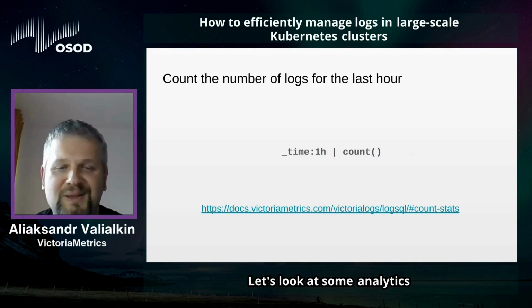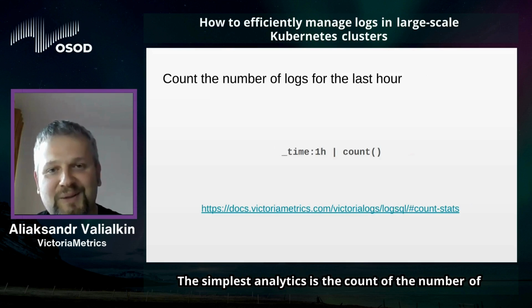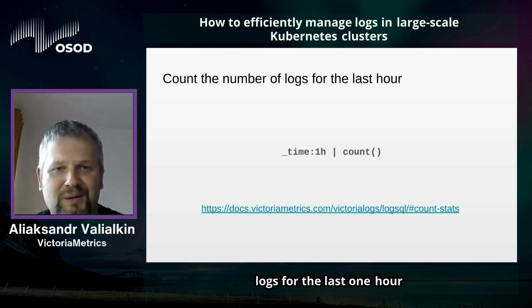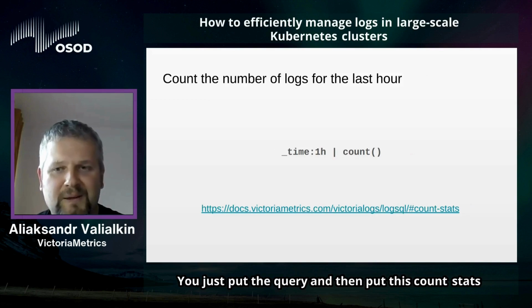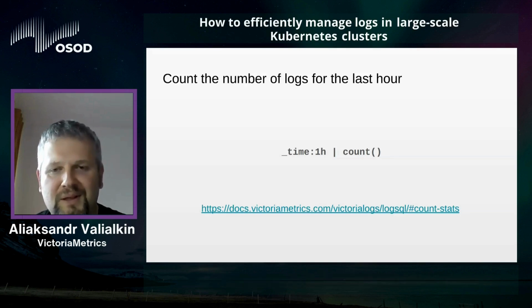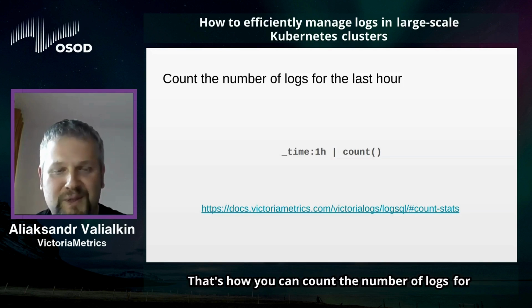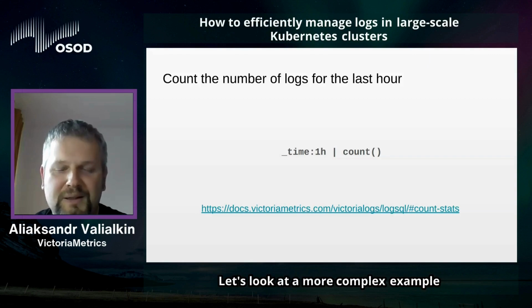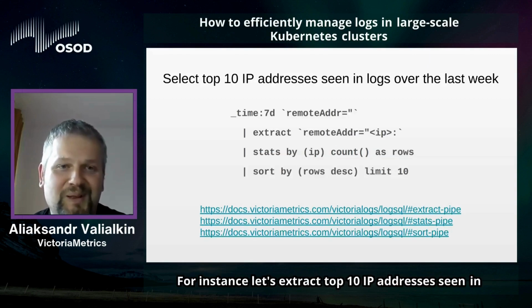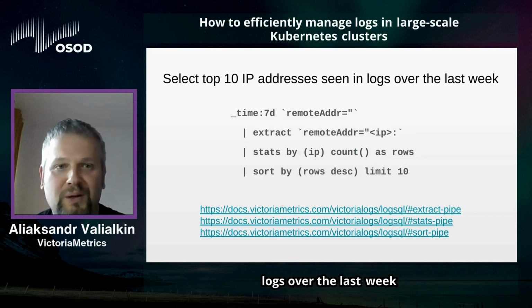Let's look at some analytics. The simplest analytics is the count of the number of logs for the last 1 hour. You just put the query and then put the count stats function after the pipe sign. That's how you can count the number of logs for the last hour. Let's look at a more complex example. For instance, let's extract the top 10 IP addresses seen in logs over the last week.